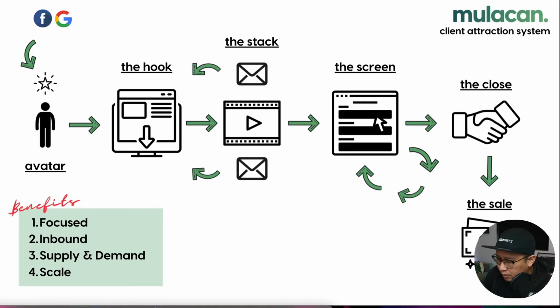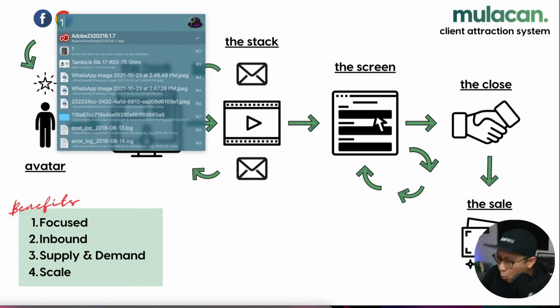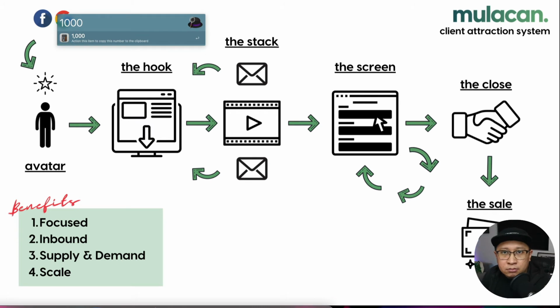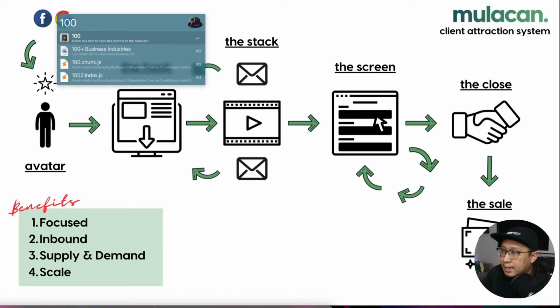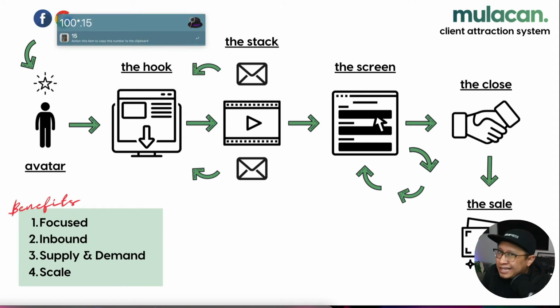So for example, if you drive 1,000 people of traffic from Facebook and Google, you will probably get 100 people to go into the hook. Okay, let's just put that as an example. Then from those 100 people, from the hook to the stack, you will get approximately 15%.